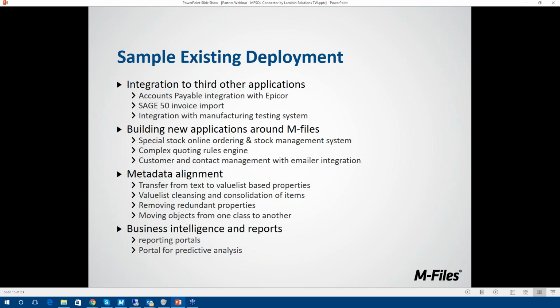I want to hasten because I want to get to the demonstration, so I'm going to quickly focus on the metadata alignment types of things that we've done. One thing that is just magic is transferring data from a property that was originally text, and now suddenly you want it to be a value list. Take the effort involved if you started off with a city list as a text property, and then down the track you would like it as a drop-down.